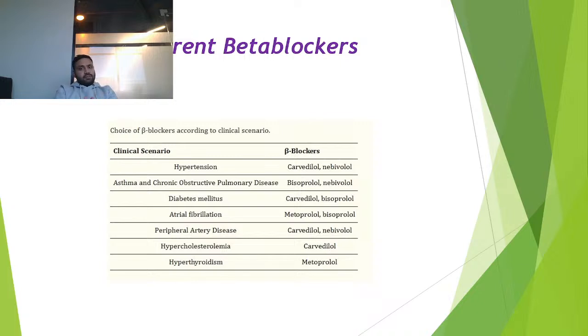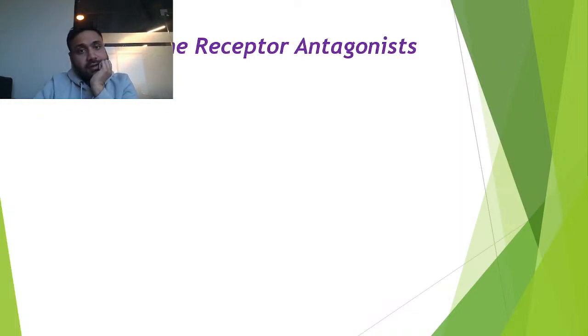This table mentions different beta blockers and in which clinical scenario to use them. For hypertension, you can use carvedilol and nebivolol. For COPD, you could use bisoprolol and nebivolol. Bisoprolol, because it's very cardioselective. Nebivolol, because it has additional nitric oxide releasing capability, leading to smooth muscle relaxation. And with diabetes, you can use carvedilol or bisoprolol. Similarly, with atrial fibrillation, you use metoprolol or bisoprolol. And these lists can be found in the book as well as online.